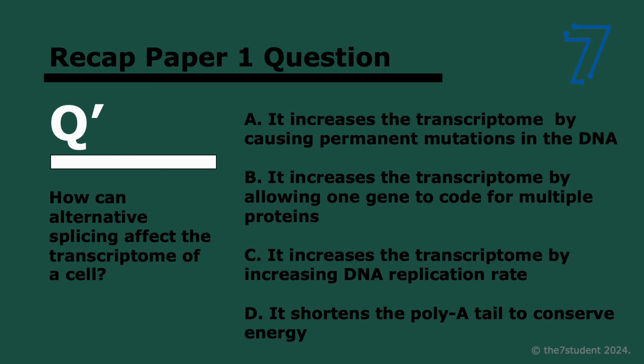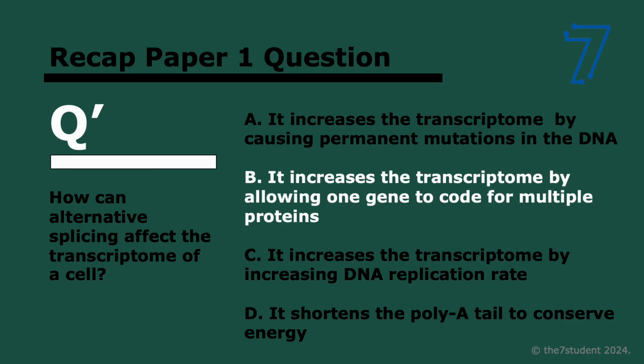Great. Second question, how can alternative splicing affect the transcriptome of a cell? Okay, this is mixing 2 topics. So 3, 2, and 1. Okay, so it does not cause mutations. Alternative splicing is where you just take different exons, right, and make different proteins using different combinations, right? So one gene can code for multiple proteins in that way. It does not increase DNA replication rate, right, or shorten the poly A tail. Remember, it's just using different parts of the gene, different exons to code for different proteins.